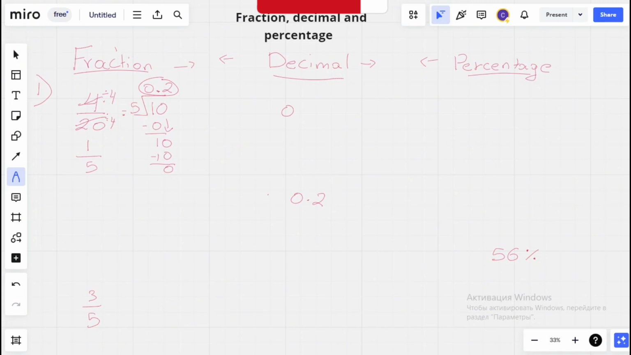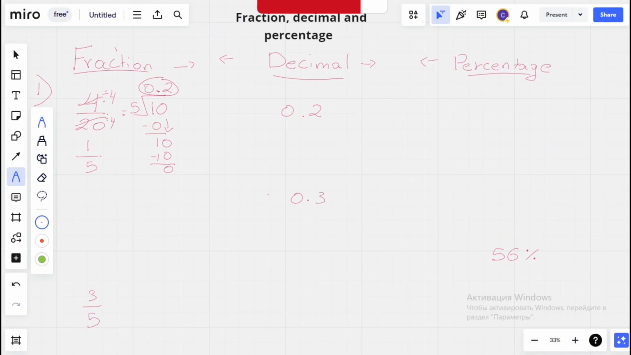which is 0.2. Okay, and wait, excuse me, let me just correct one of the questions.